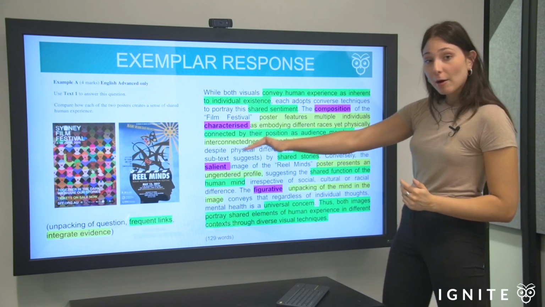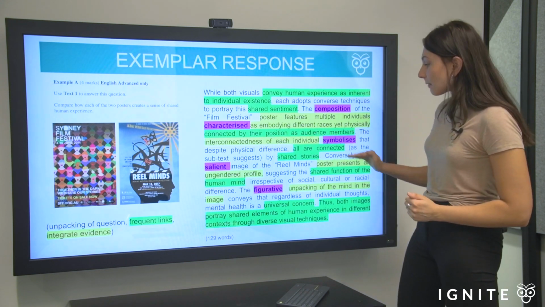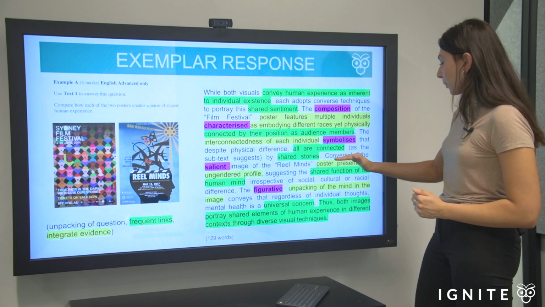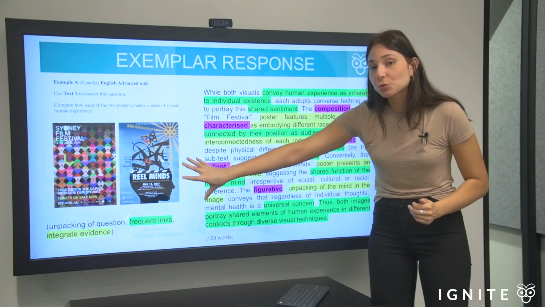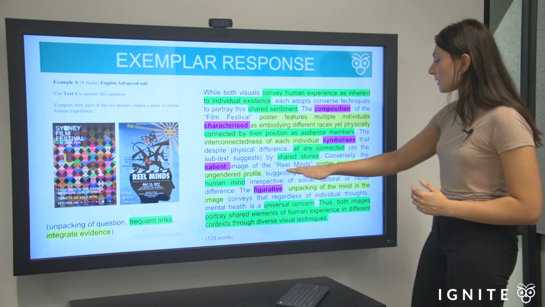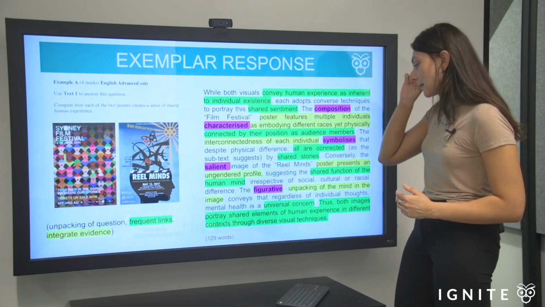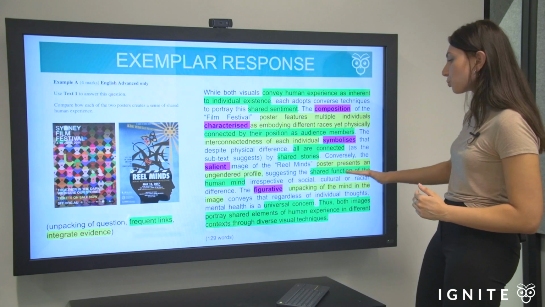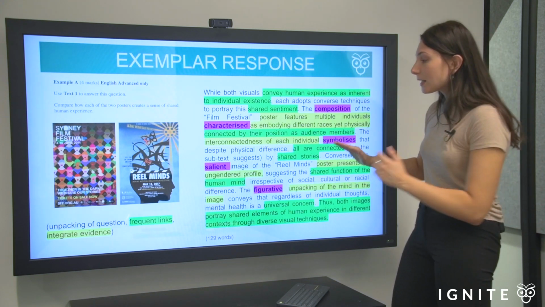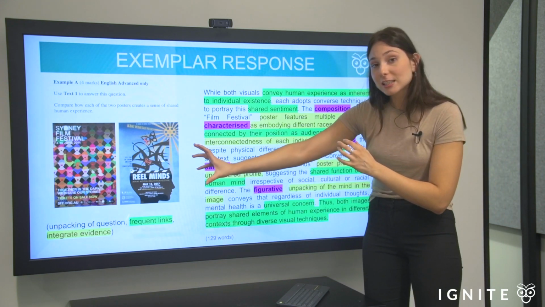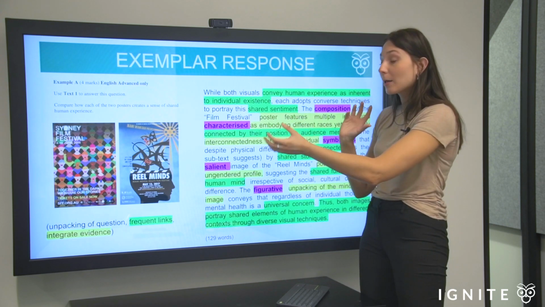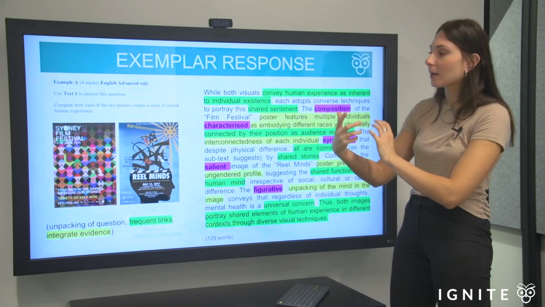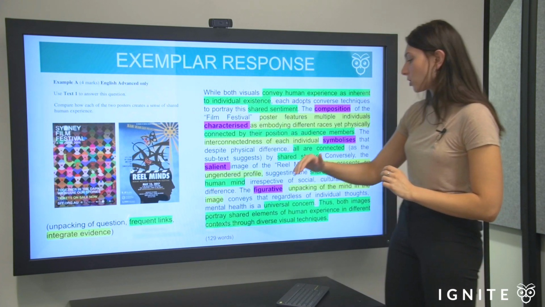Conversely, so now I'm comparing my second visual, the salient image of the Real Minds poster presents an ungendered profile, so the image of the individual is universal, suggesting the shared function of the human mind, irrespective of social, cultural, or racial difference. So again, I've kind of tied it back to the first image that despite them portraying these ideas in different ways, they are comparable in the kinds of ideas they are conveying, and that's how I've linked it back to the question.